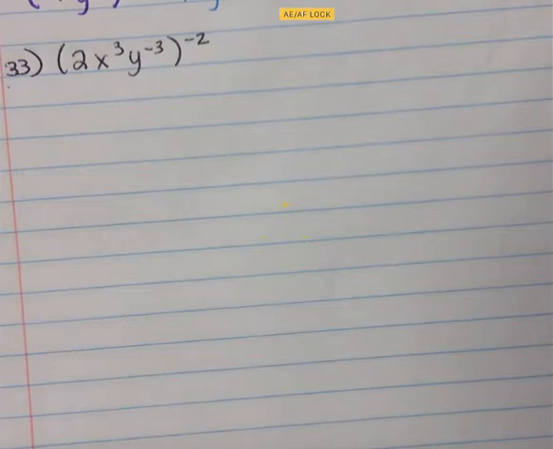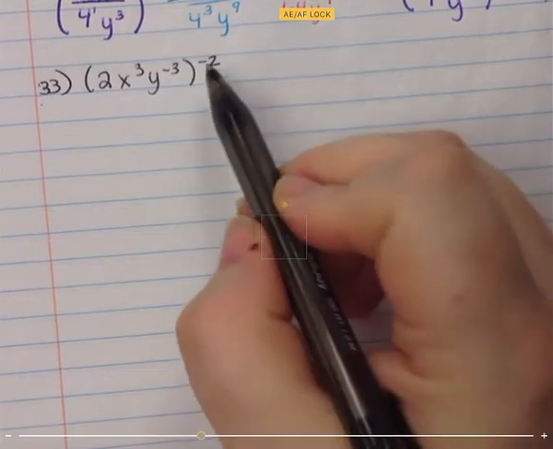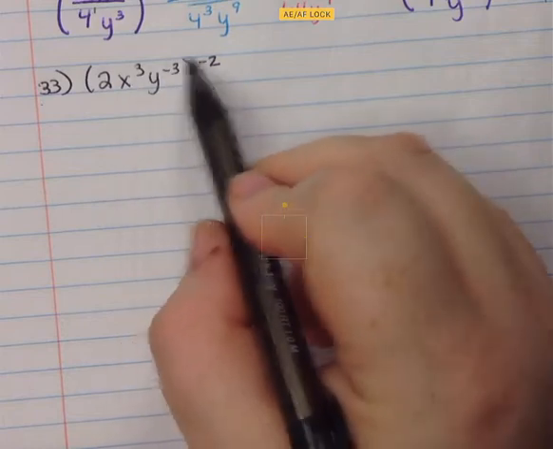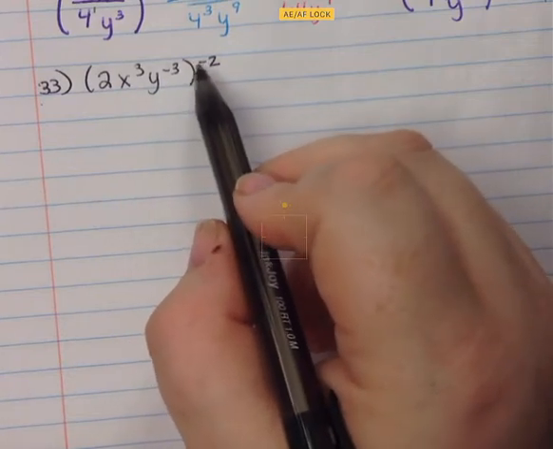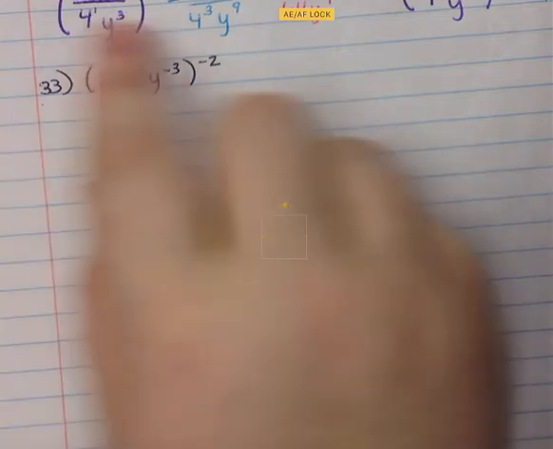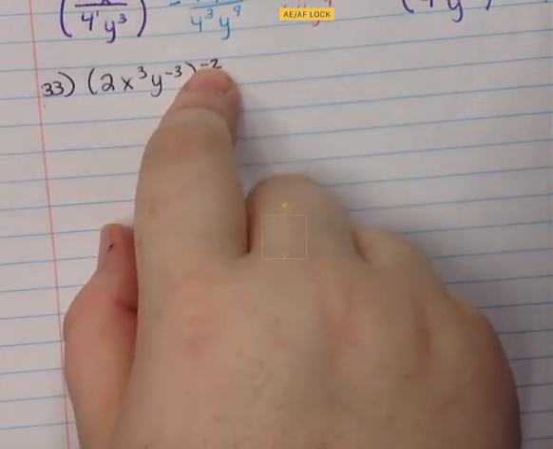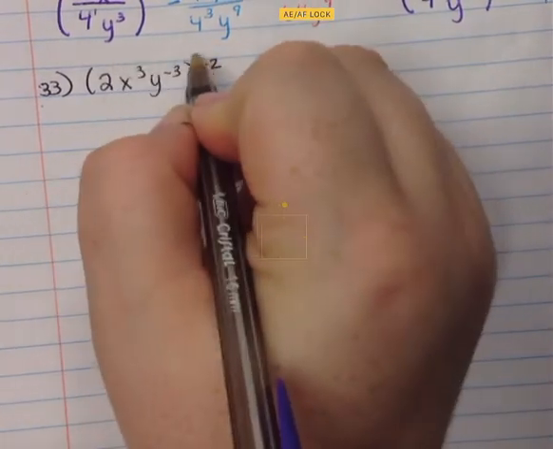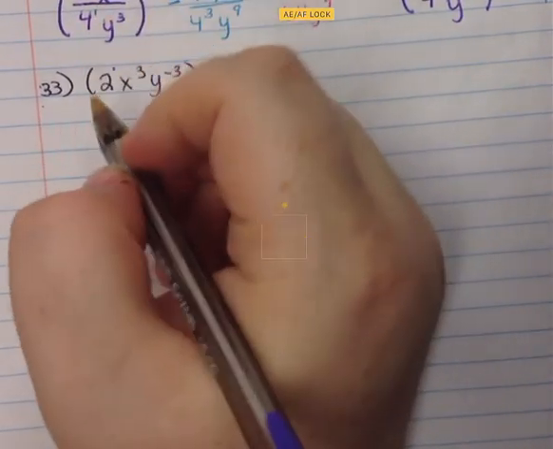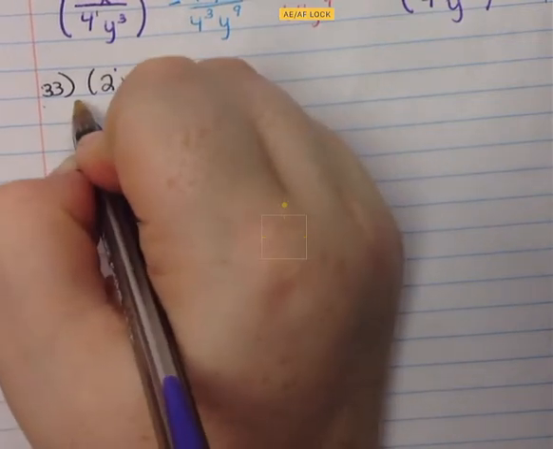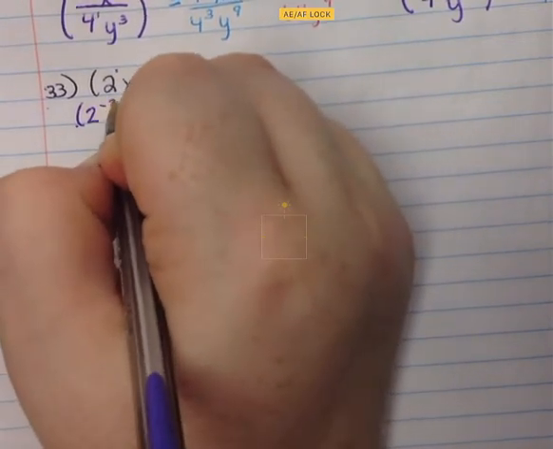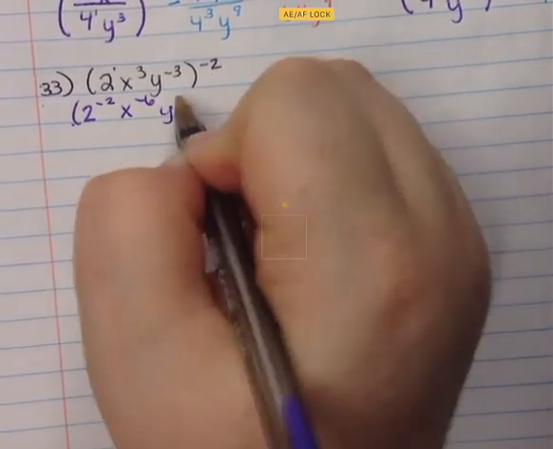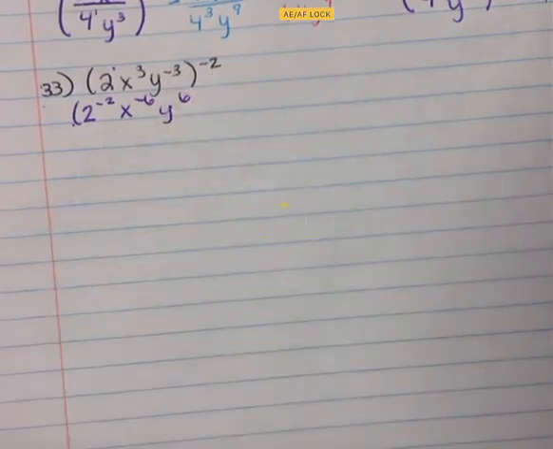So number 33, you could actually change this because it has a negative 2. You could actually have a 1 over all of this, and that becomes a positive 2. But I want to show you how to do this by just distributing as well. All of these are raised to the negative 2. So what we can do is distribute this negative 2 to all the exponents. So we would really have parentheses 2 raised to the negative 2, x raised to the negative 6, and y raised to the positive 6, because a negative 3 times negative 2 is a positive 6.